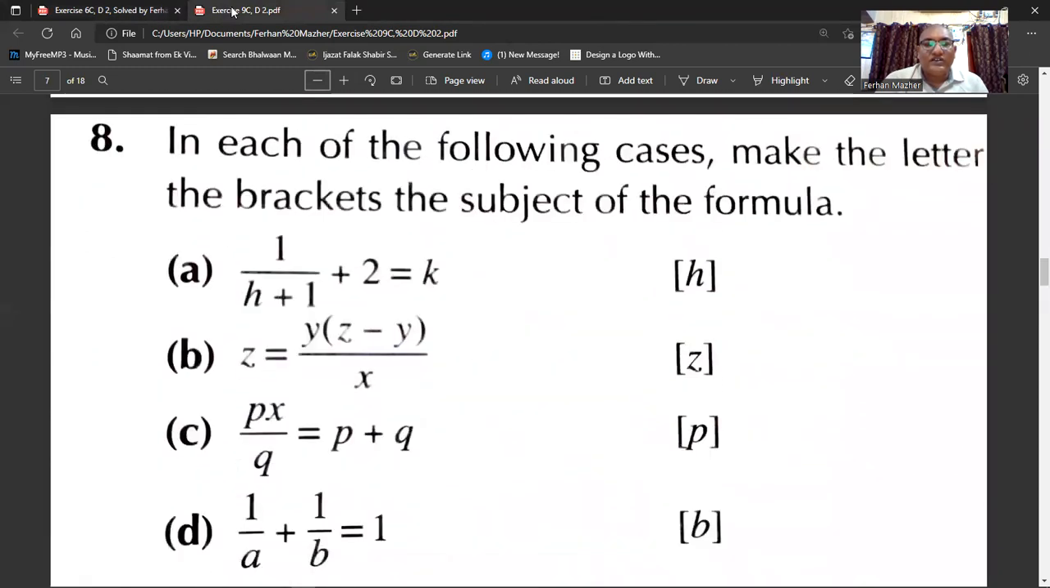Okay, now we are going to the next question. The next question is question number 8. It says, in each of the following cases, make the letter in the brackets the subject of the formula. So here you have the a part. It says 1 divided by h plus 1 and plus 2 equals k. They want h to be the subject of the formula.